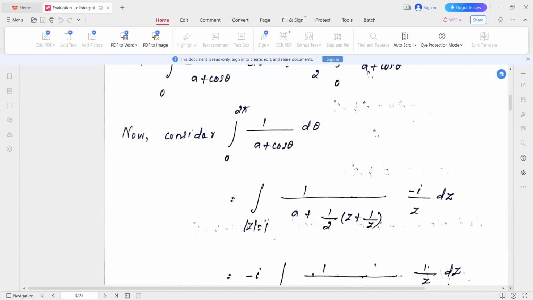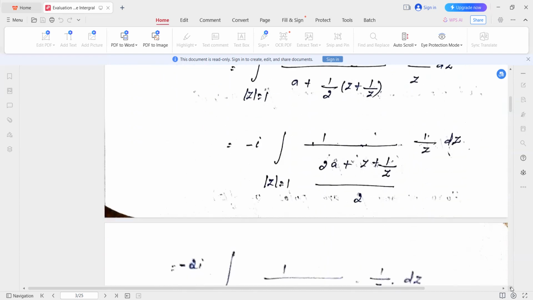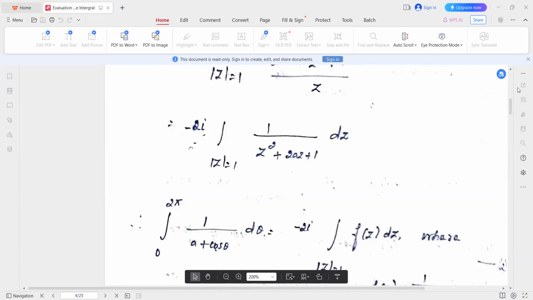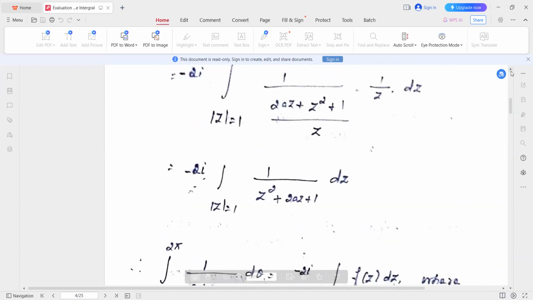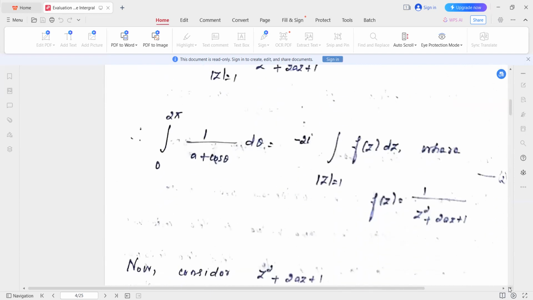So after simplifying this, we get minus 2i integral over mod z equal to 1 of 1 by z square plus 2a z plus 1 into dz. So therefore, the given integral 0 to 2 pi 1 by a plus cos theta d theta is equal to minus 2i integral over mod z equal to 1 of f of z dz, where f of z is nothing but 1 by z square plus 2a z plus 1.